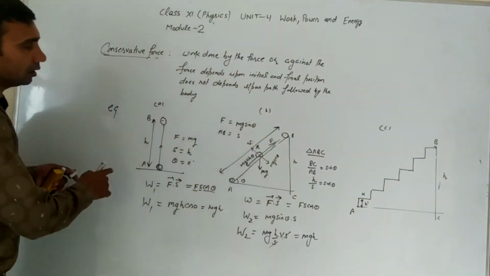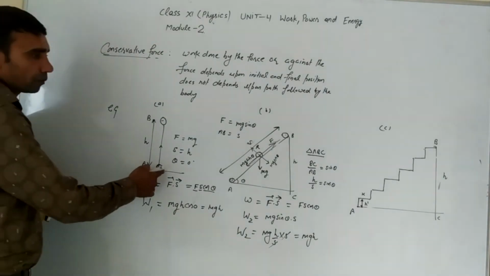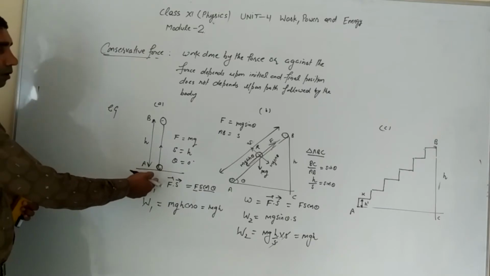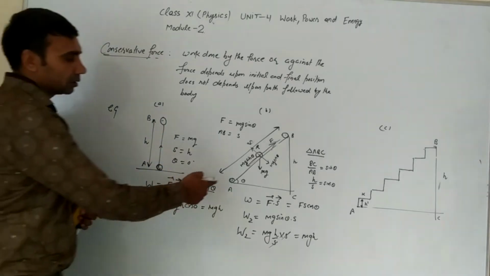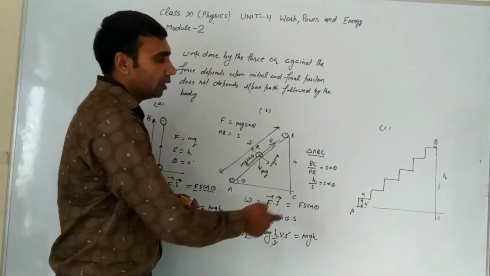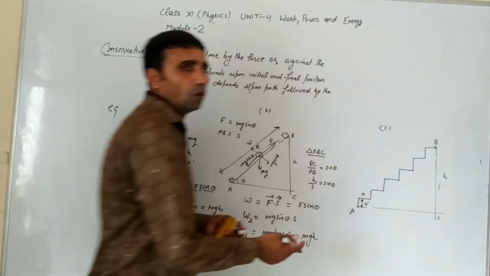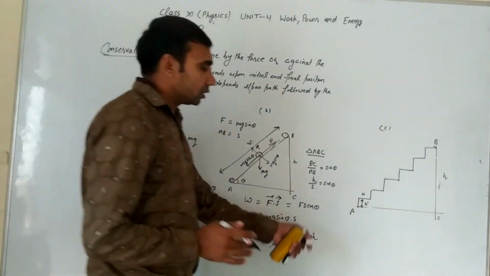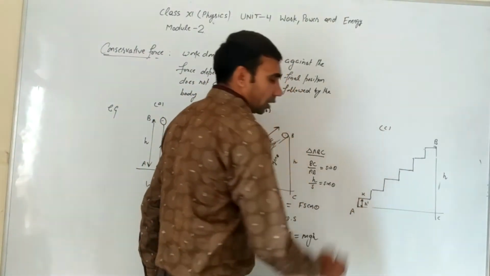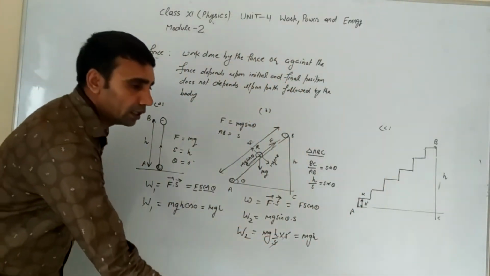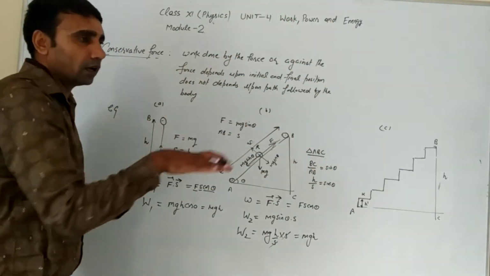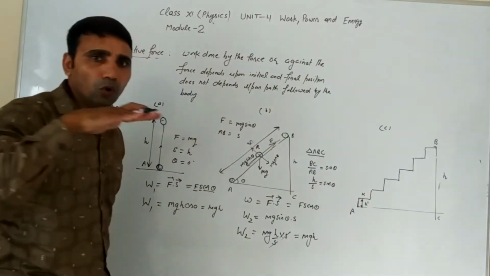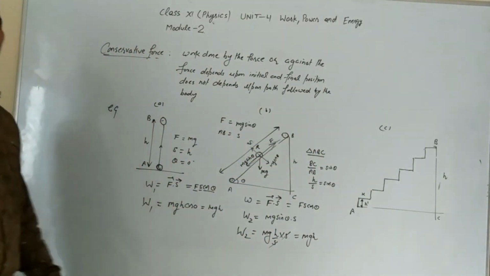In all these three cases, the path is different. In the first case, the body moves vertically upward. In the second case, the body moves over an inclined plane. In the third case, the body moves over the stairs. When the body moves over the stairs, there are two types of work done. One is raised vertically upward, and the other is moving over the steps.